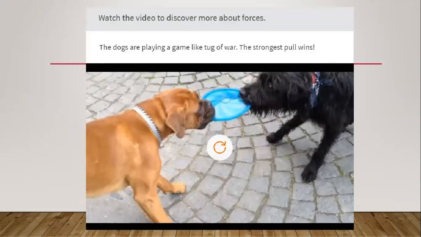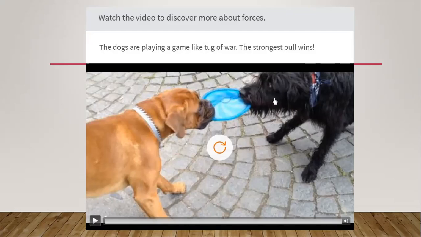So, who is stronger here? The golden dog or the black one? Who has more force to pull the tug? Excellent, the golden one. If they both have the same force, no one can pull it. It will stay in its place, and we call this balanced force. But if one of them has more force, so the force is not balanced, it is unbalanced force, the tug will move in the direction of the strong force.